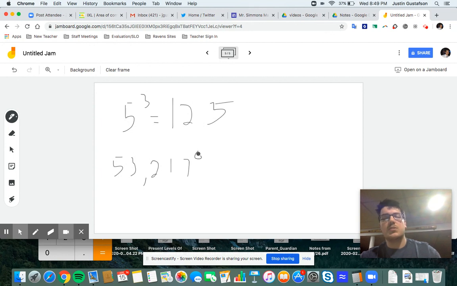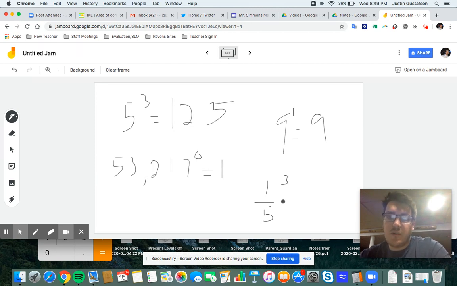53,217 to the 0 power, right? So something like that will be on there. I'll do something like 9 to the first power, right? So we'll have that on there, okay? And then I'll have a few fraction problems on there, like 1/5 to the third power, right? I'm still doing 5 times 5 times 5, except it's on the bottom part. So I know it's going to be 1 over 125 because I'm not cross multiplying, right? So I'll have some stuff like that there too.